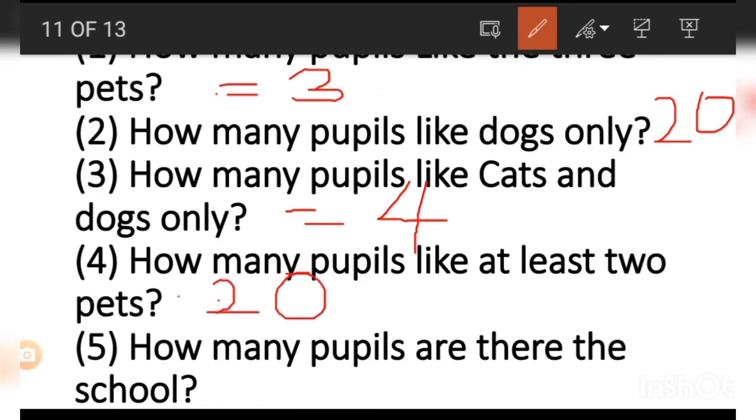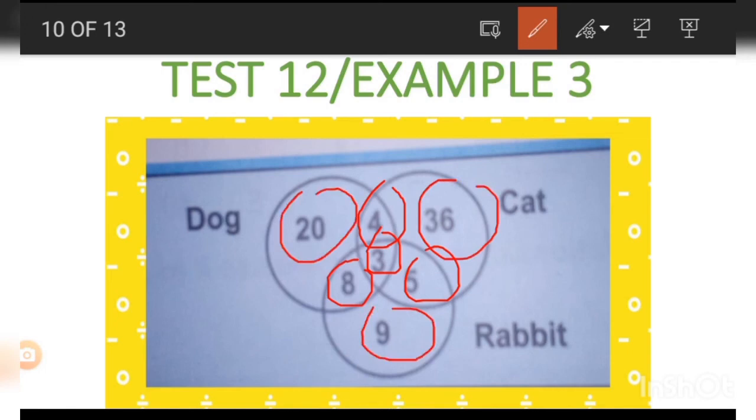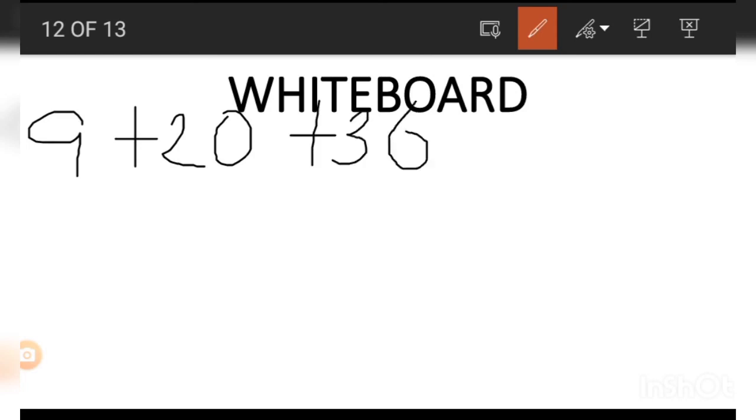And the last question is how many pupils are there altogether in the school? What that simply means is to add up all the numbers that make up the Venn diagram. So everything is going to be added up. We start with the numbers that represent 1 pet. We have 9. We have 20 for dogs. And we have 36 for cats.